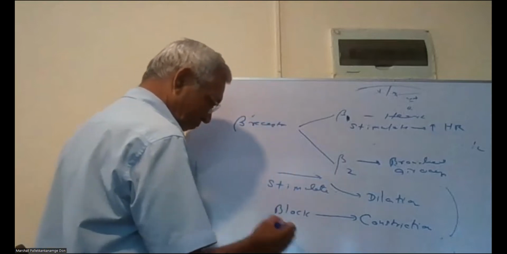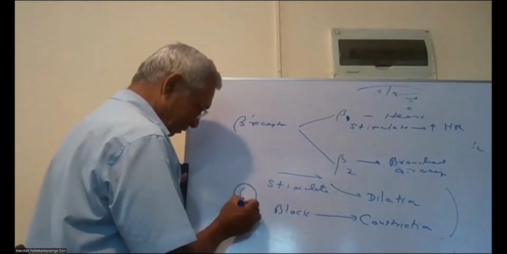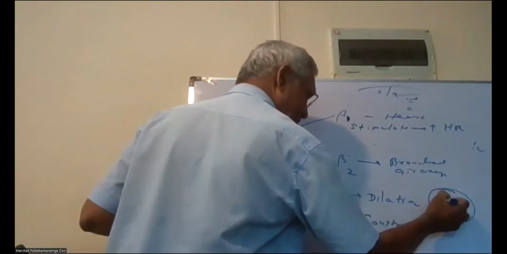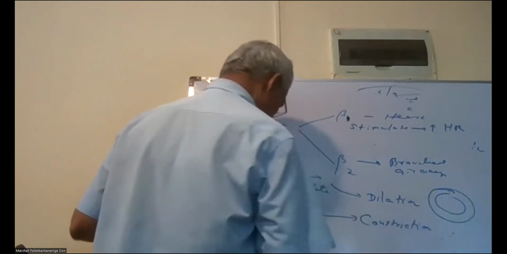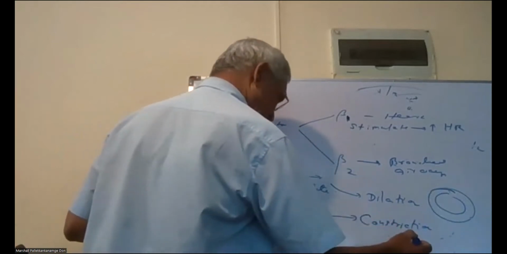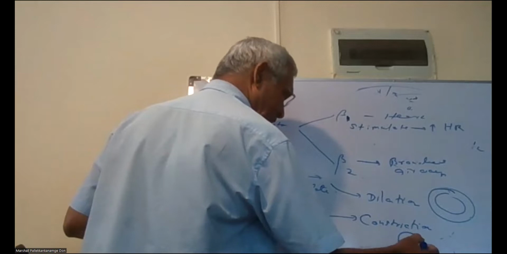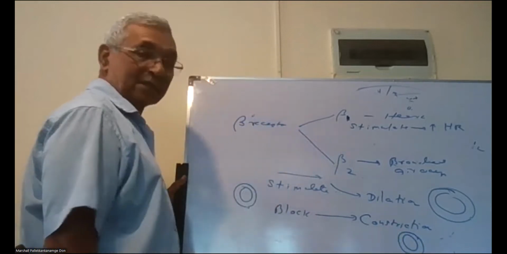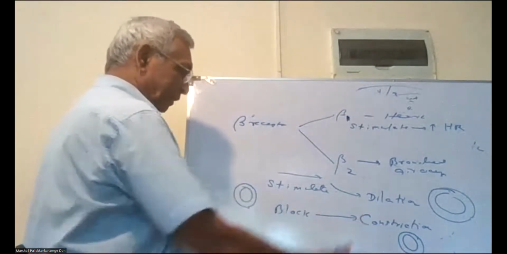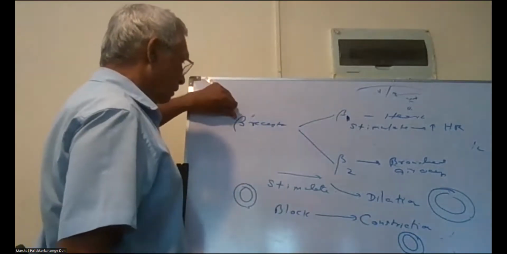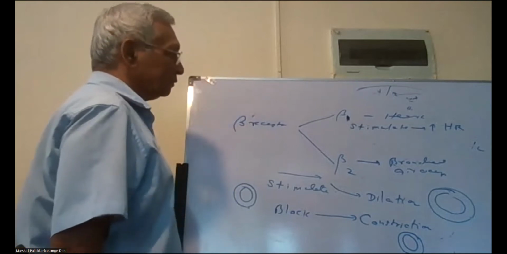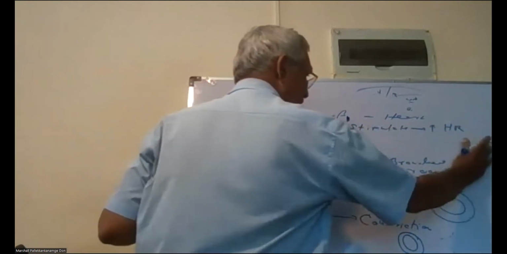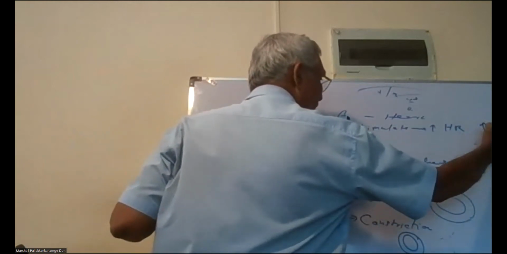Say, this is a normal size of the airway. When it is stimulated, it gets bigger. In the lungs, when the beta 2 receptors are blocked, it becomes smaller, constriction. So it is difficult to breathe. Beta 1 receptors stimulated increase heart rate and also increase blood pressure.